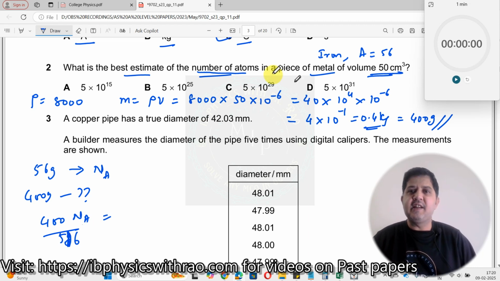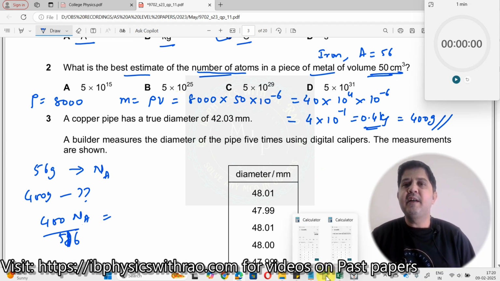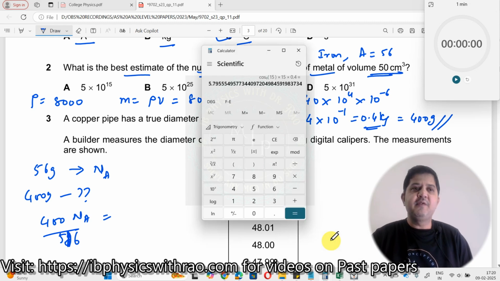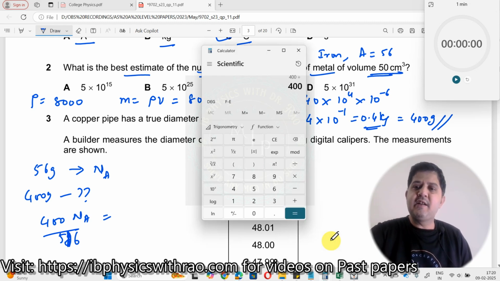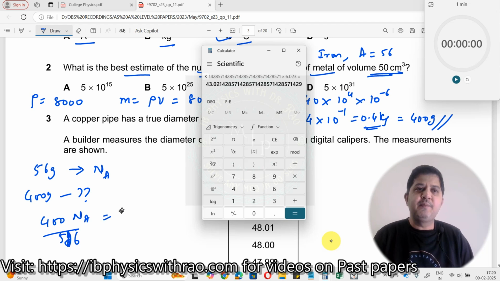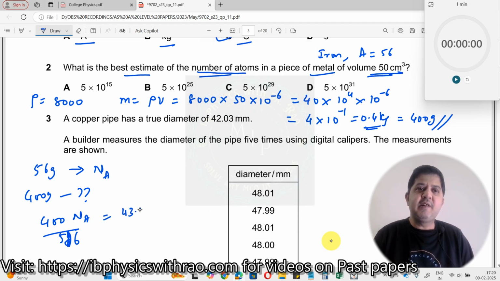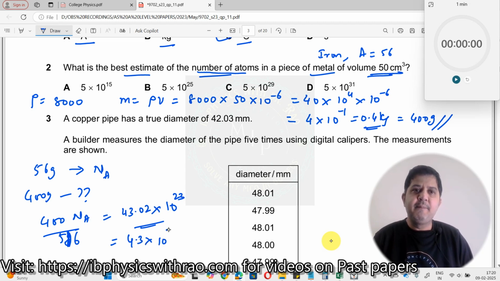So let us take up a calculator and calculate this value. It should be 400 divided by 56 multiplied by 6.023. When I do this, I get 43.02, and Na is 6.023 into 10 power 23. So this is now around 4.3 into 10 to the power of 24.